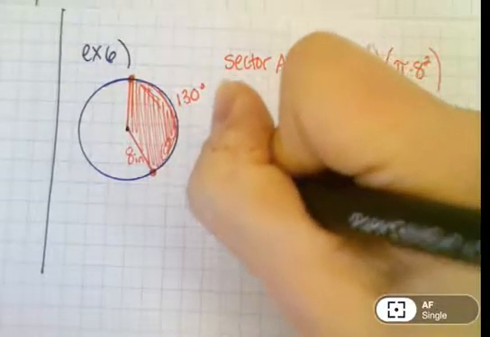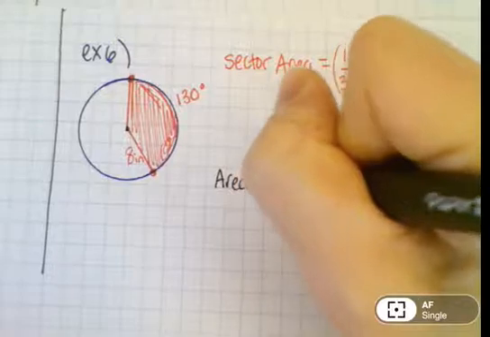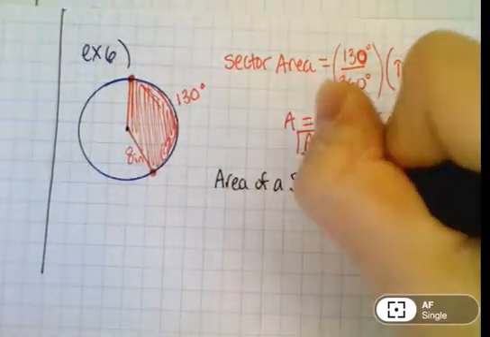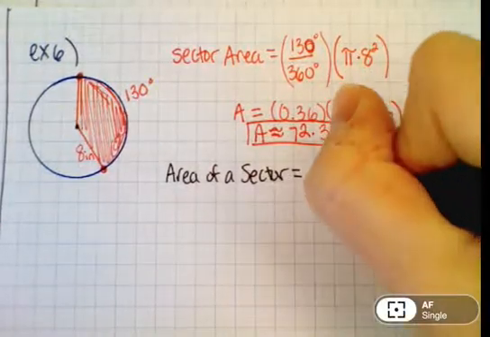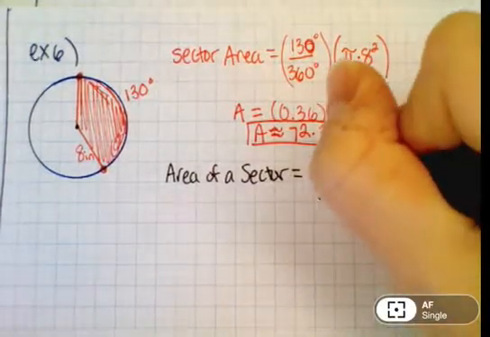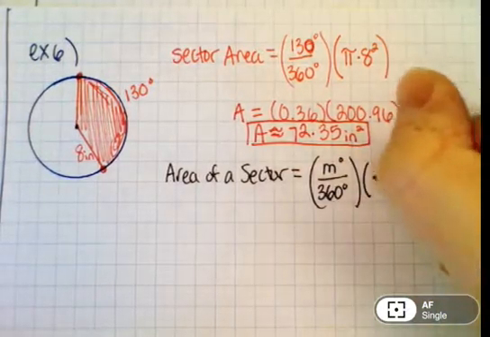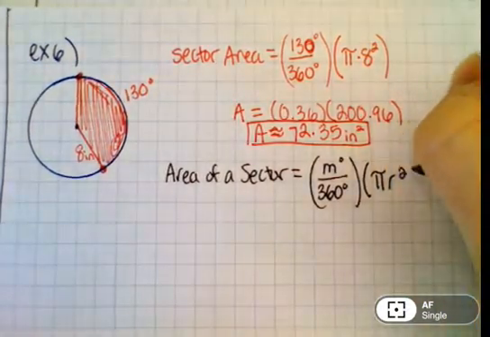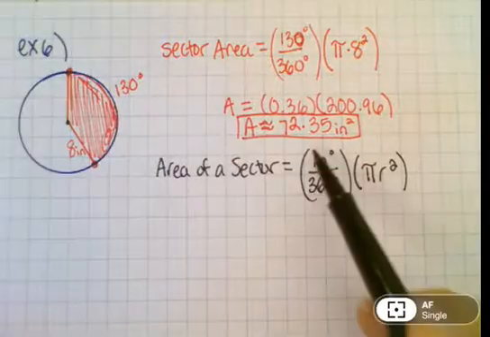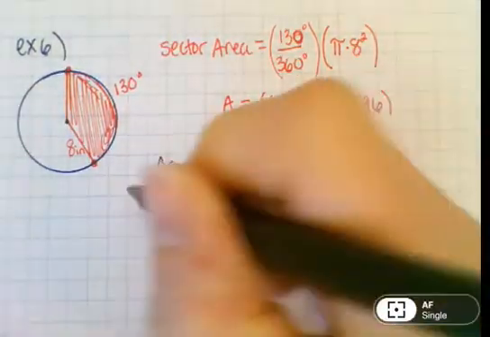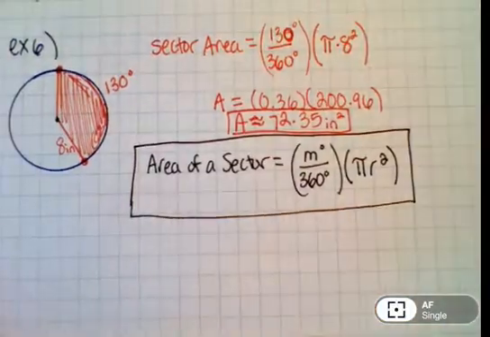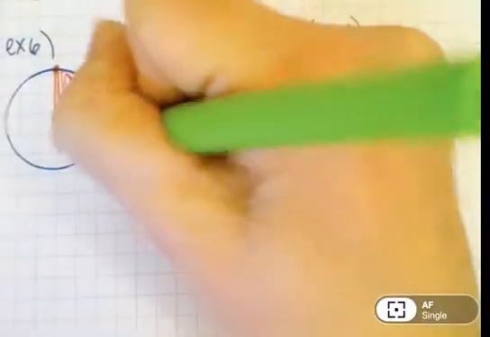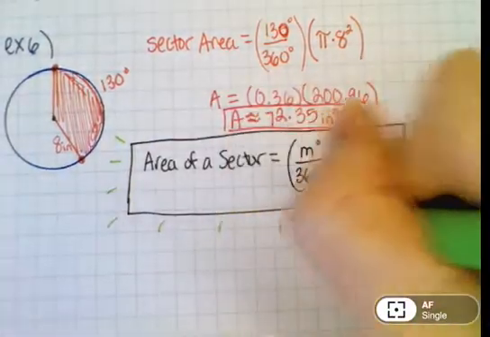Right? So let's write down the general formula for the area of a sector. So area of a sector equals m degrees divided by 360 degrees times pi r squared, okay, where m is the measure of the arc. And you're going to want to highlight this formula, right, because that is important. Area of a sector.